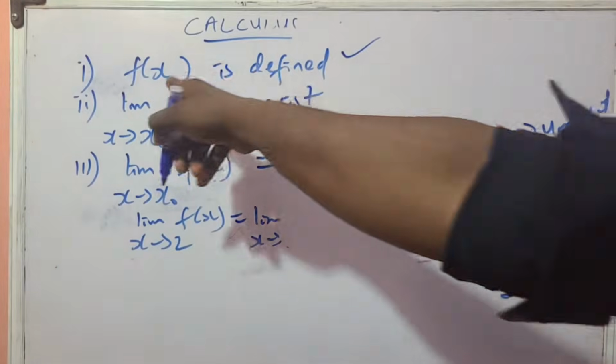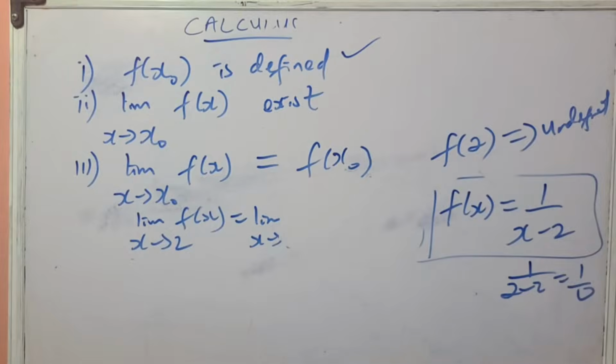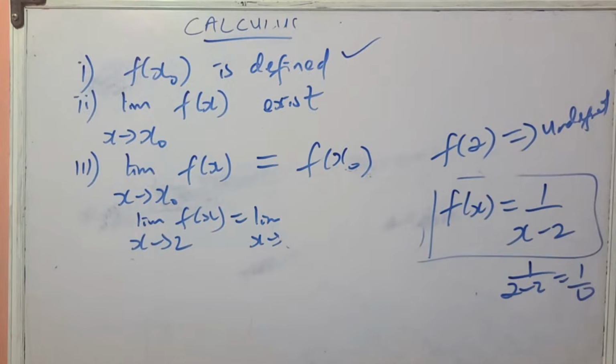We said f of x naught, that means any value of x, must be defined. And we are able to identify already that x being 2 makes this function undefined. So we can see that we have a discontinuity at the point x being 2. All right.